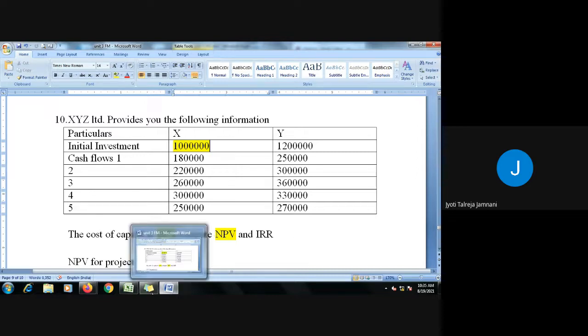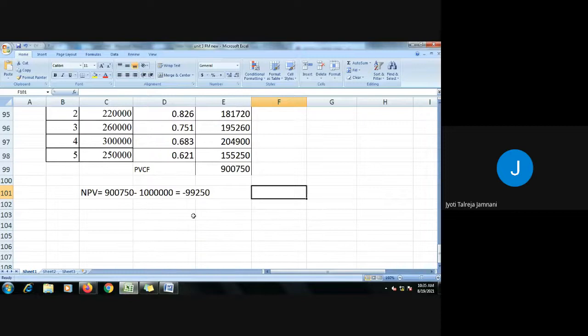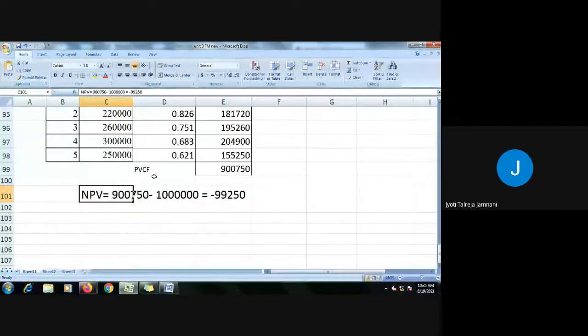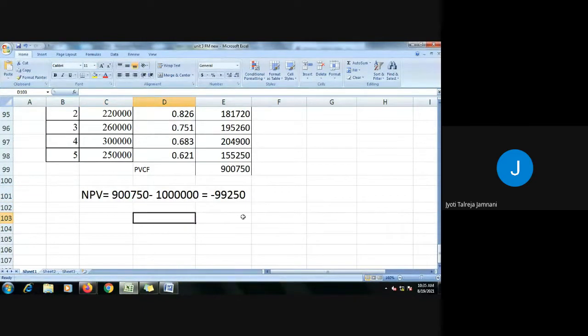So how to calculate IRR? Just look at the NPV value. At 10%, it is minus 99,250. So at 10%, the NPV is negative. So what should be the next rate? It should be 10 plus something or 10 minus something. 10 minus, because the NPV is negative. There is a minus sign. That is what in the previous class also I told you.